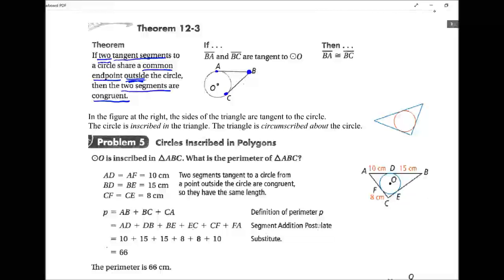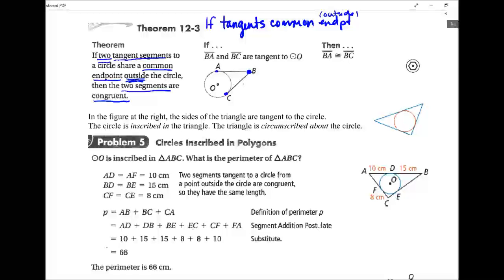Once again, no name, so let's write this out. If tangents have a common endpoint outside the circle, then our segments are congruent. If they have this common endpoint and they are both tangents, then we can call those congruent. That looks like it's going to be handy.